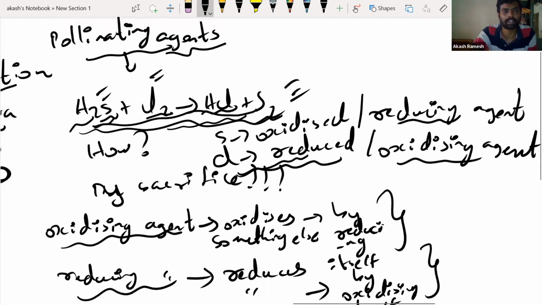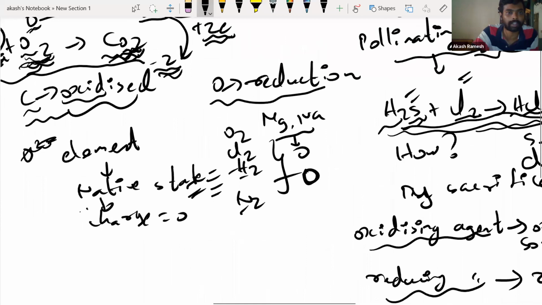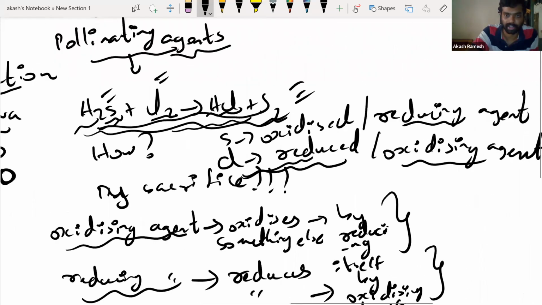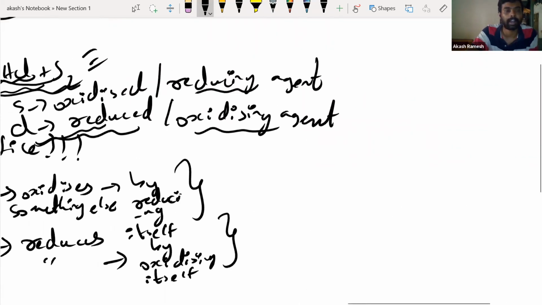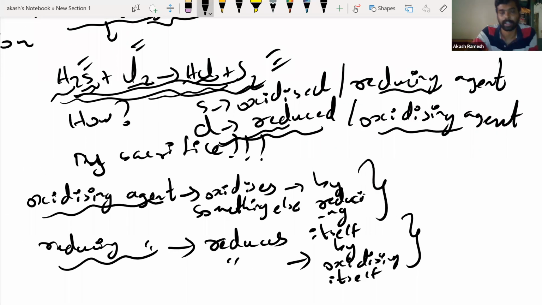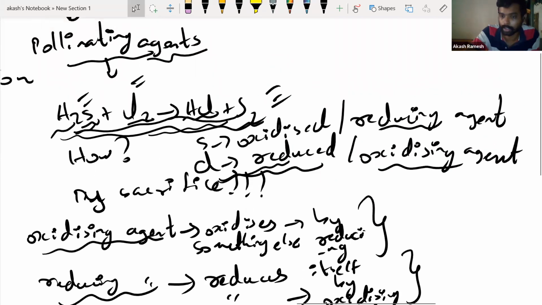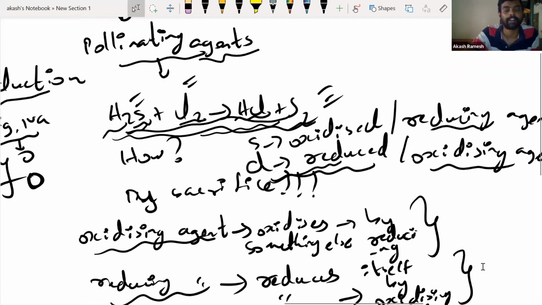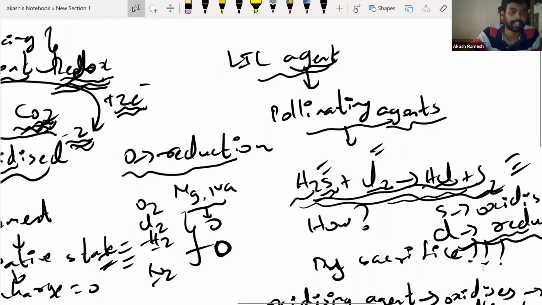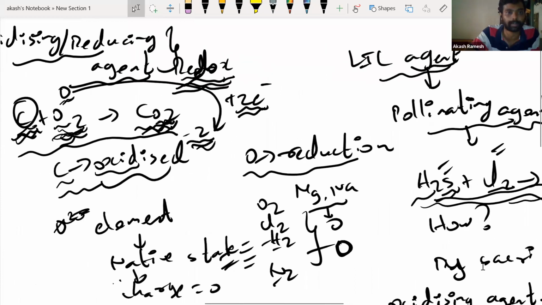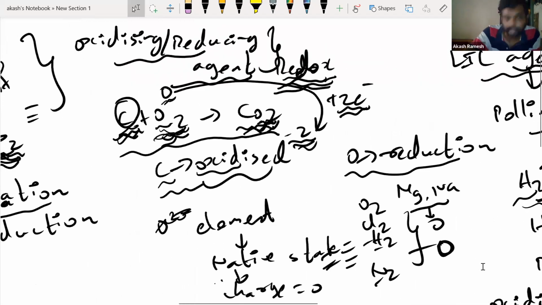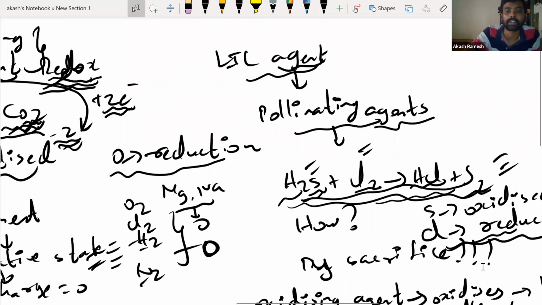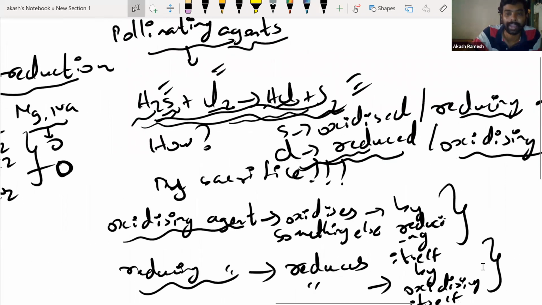So guys, I think you are still not familiar with these oxidation reduction reactions, which is undergoing oxidation, which is undergoing reduction. We'll solve some questions also, don't worry. For now, this is enough for us. We understood the concepts: what is oxidation, what is reduction, how to find out which is undergoing oxidation and which is undergoing reduction, and lastly, what are oxidizing and reducing agents.